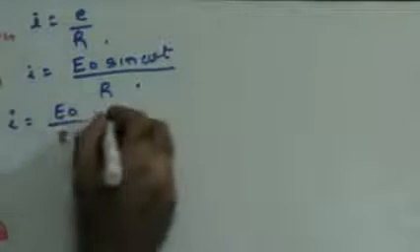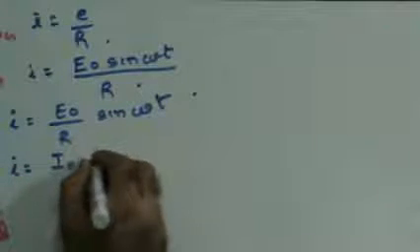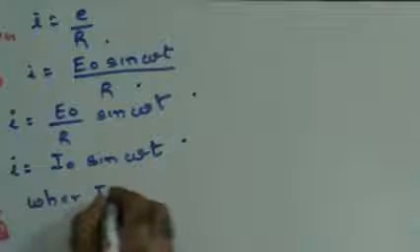Thus I can say I is E0 upon R sine omega t. But E0 upon R, EMF upon resistance, is nothing but the peak current. So I is equal to I0 sine omega t. Thus the current at any instant in an alternating circuit can be given by the formula I is equal to I0 sine omega t, where I0 is nothing but E0 upon R. So that's how you find out the current in an alternating circuit.